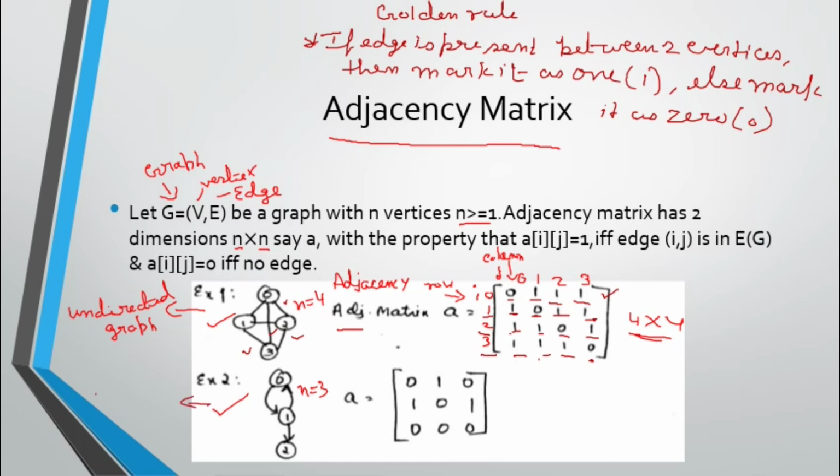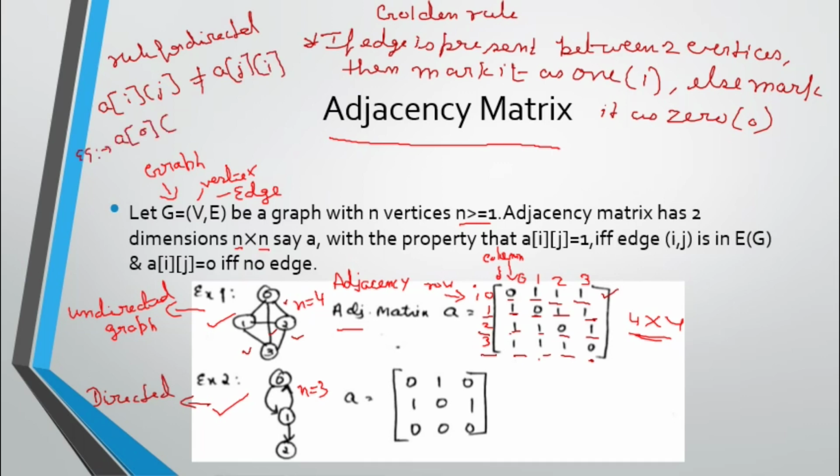Okay, so this is the story of an undirected graph. But what happens when it is a directed graph? If the condition is directed, then what is the rule? Golden rule for directed. Remember, in directed, a of ij is not equal to a of ji. Example, a of 0 1 is not equal to a of 1 0.